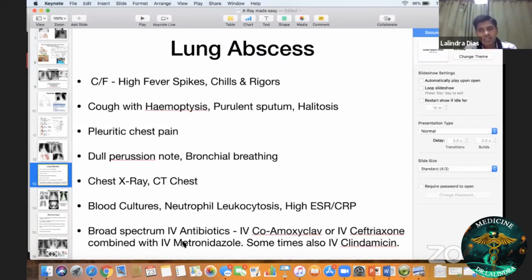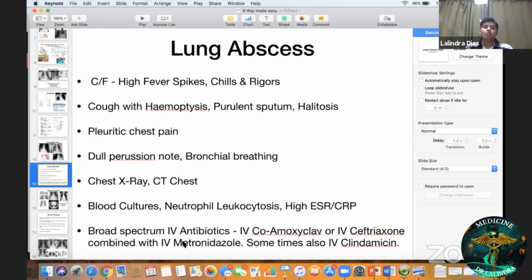So what are the physical signs? Again, dull percussion note. Sometimes if it is a big abscess over that area, you might be able to hear some bronchial breathing. But the most important thing is doing a chest x-ray and a CT scan. What investigations will you carry out? So you have to do a blood culture, because you might be able to identify some organism. You must look for neutrophil leukocytosis. There will be raised inflammatory markers like very high CRP and ESR. So those will be some of the investigation abnormalities.